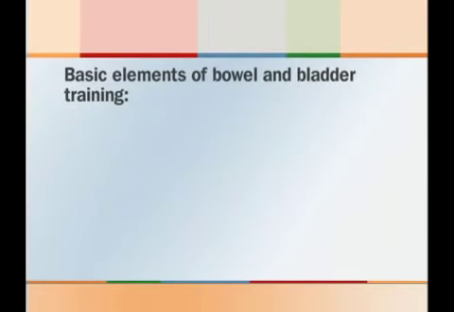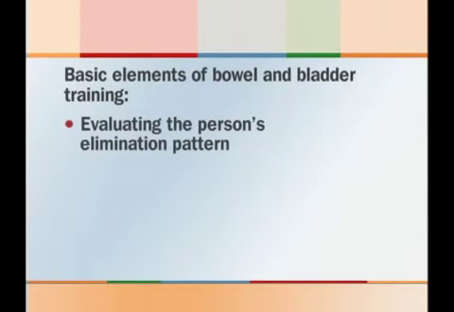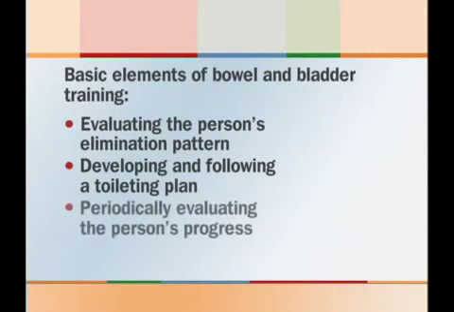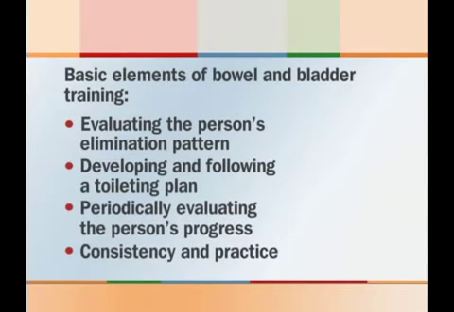Often, incontinence is only temporary. Many people are able to regain the ability to control bowel and bladder functions through bowel or bladder training. You may be involved in helping your patients or residents with this training. Elements of bowel and bladder training are fairly standard, but the way this training is actually carried out may vary from facility to facility. Basic elements of bowel and bladder training include evaluating the person's elimination pattern, developing and following a toileting plan, periodically evaluating the person's progress, and consistency and practice.